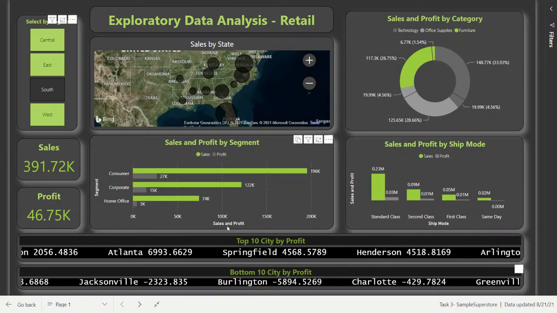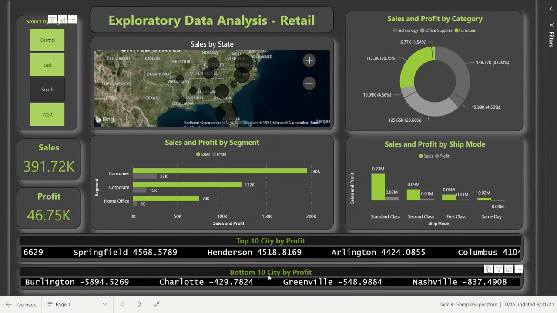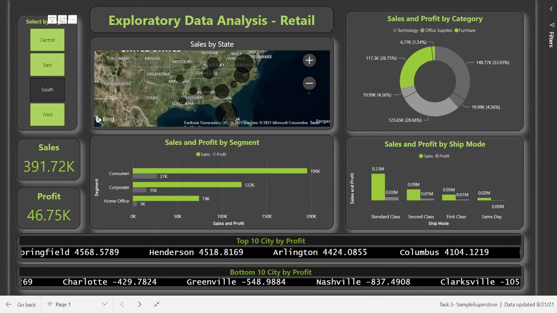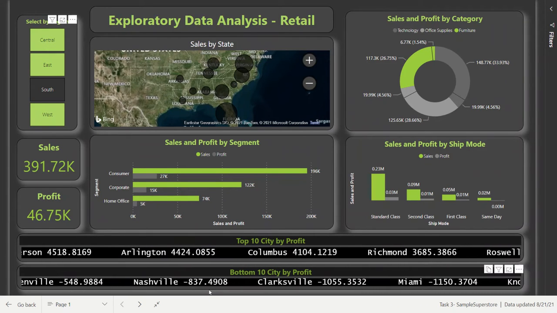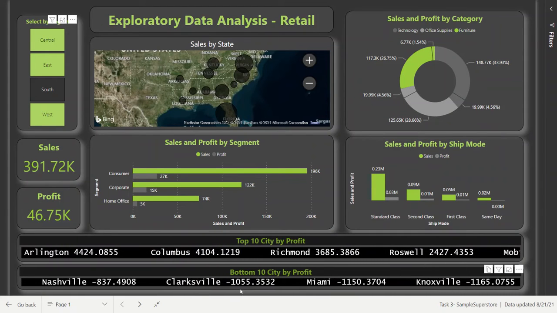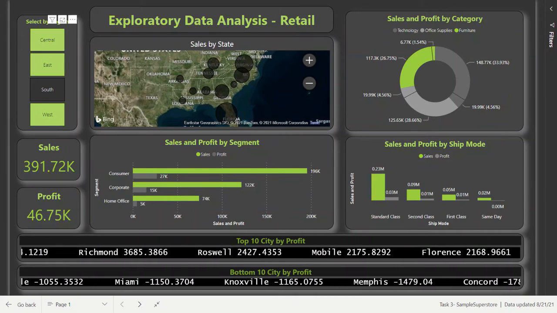If we talk about the top 10 cities by profit, here are the names of the top 10 cities by profit. And here we have the 10 cities which are in loss. So we have to focus on those cities also to gain more profit.